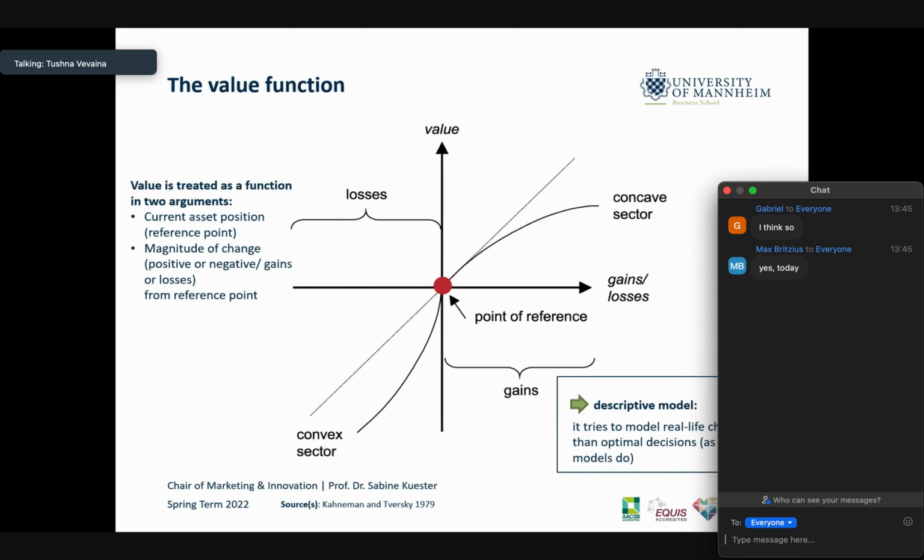And as I mentioned earlier, there's this point of reference that you can see. And everything in prospect theory revolves around this, wherein your gains are always concave. Gains are always concave shaped curves, and your losses are always convex shaped curves. That's why below you can see a convex curve, and above you can see a concave curve.